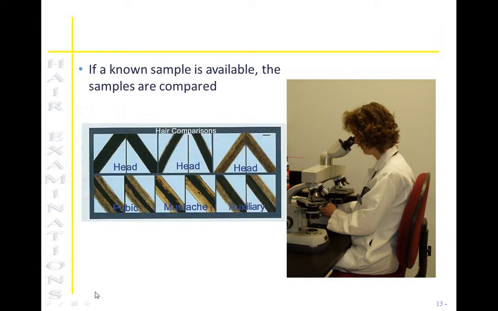After determining a lot of the microscopic characteristics of the hair itself, the analyst will usually compare any foreign hairs to known samples that are available. This is done by way of a comparison microscope so that the analyst can look at both samples at the same time.